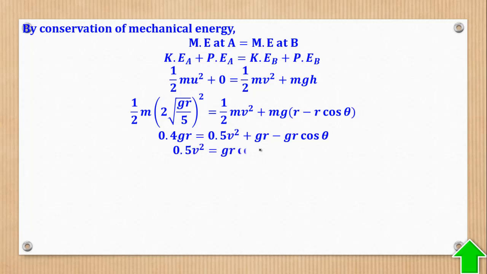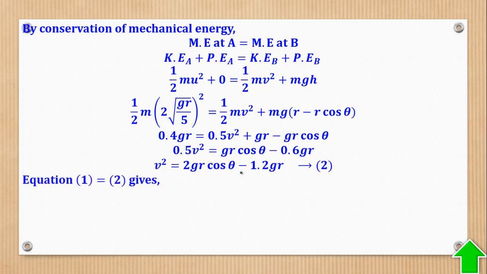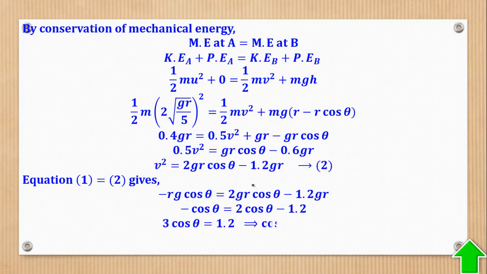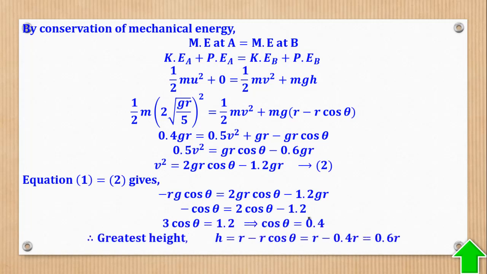Simplify to come up with that, collect like terms, you come up with that. Therefore v squared is equal to that. So those are two equations each for v squared, meaning you can equate the two. So when you equate, you shall come up with that and simplify to get cos theta, which is that.